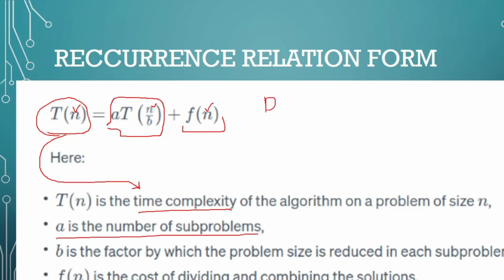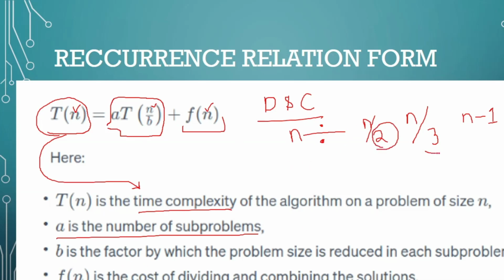Divide and conquer algorithms work by dividing a big problem n into smaller sub-problems, right? So for example, we can have n/2, we can have n/3, we can have n-1. So they're all divided into sub-problems, and later on these sub-problems are combined to form the solution, once the solutions of the sub-problems are combined to come up with the final solution. b stands for the factor by which we divide the big problem to get the smaller sub-problems. For example, b here could be 2, here 3, and here b could be 1. Then f(n) is the cost of dividing and combining the solutions.